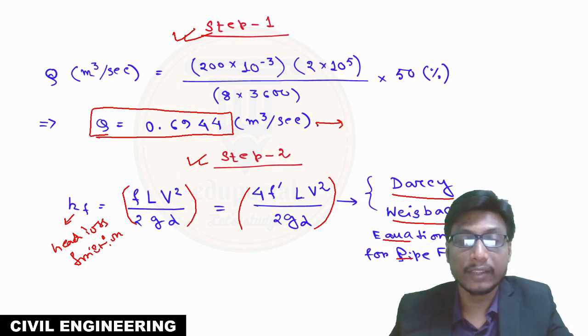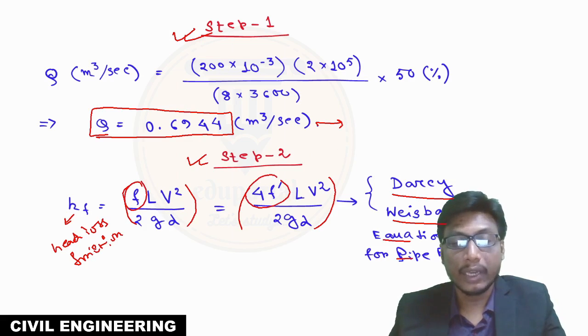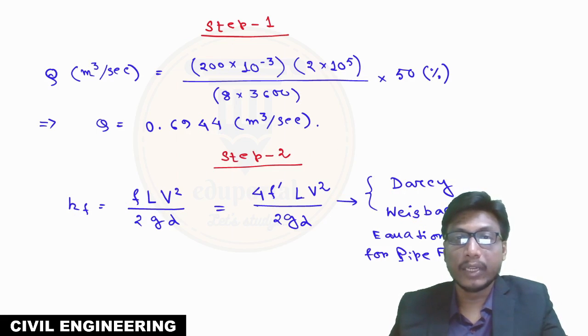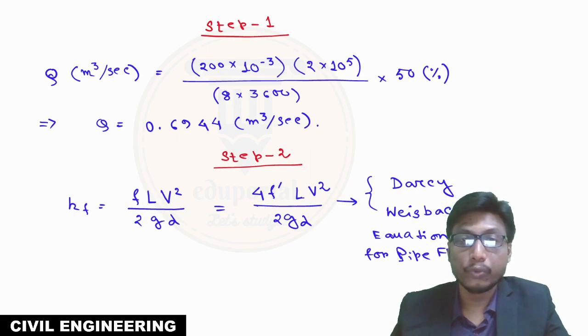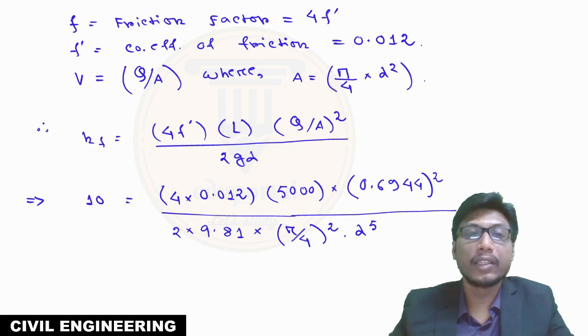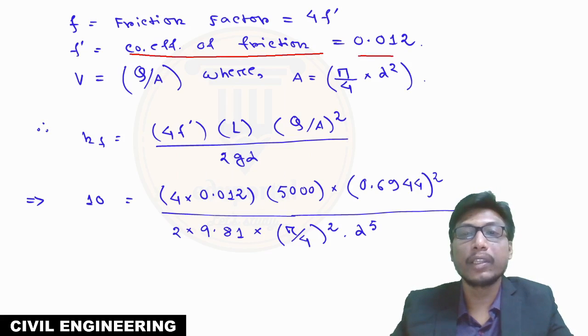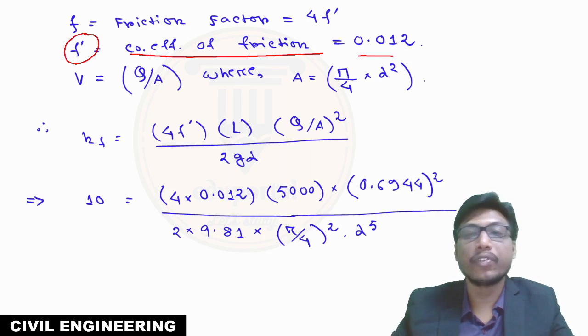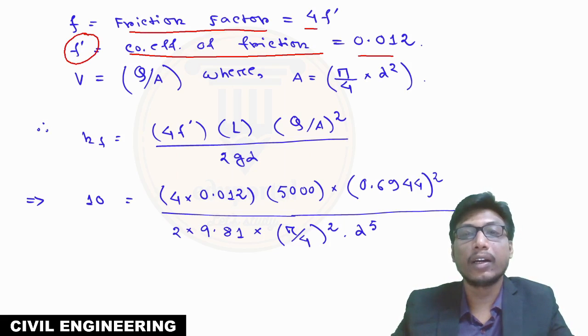Now what is the difference? The difference is here, F and 4F dash. This is the mistake that most of the students make while solving this question. It's given that the coefficient of friction is 0.012. F dash is the coefficient of friction. What is the relation between friction factor and coefficient of friction? Friction factor is F, and F is equal to 4F dash. So friction factor is equal to 4 multiplied by the coefficient of friction.